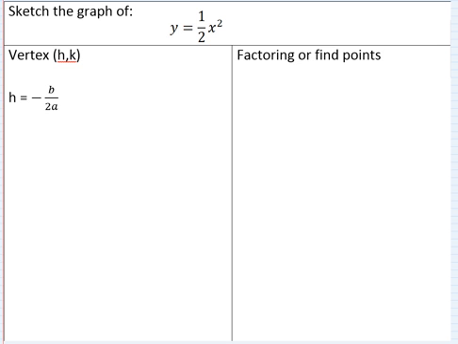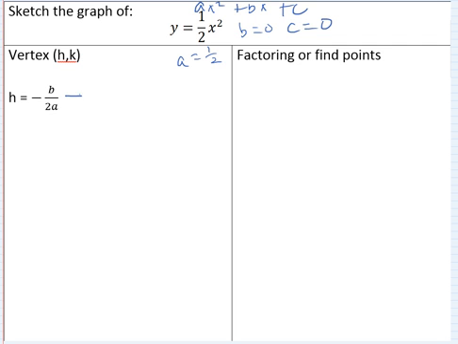Alright, here we're going to take a look at graphing y equals 1 half x squared. So again, we try to label ax squared plus bx plus c. We notice that there are no b and c terms, so that means that b equals 0 and c equals 0, and therefore a equals 1 over 2.